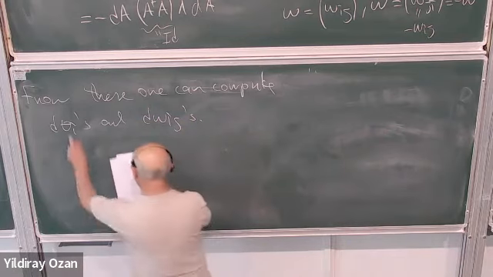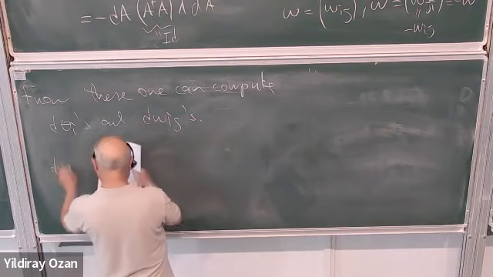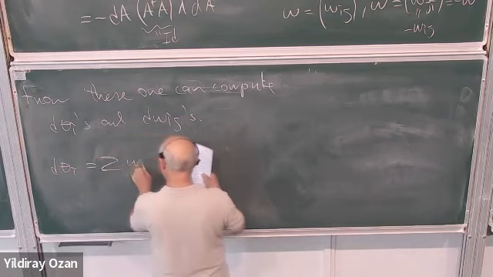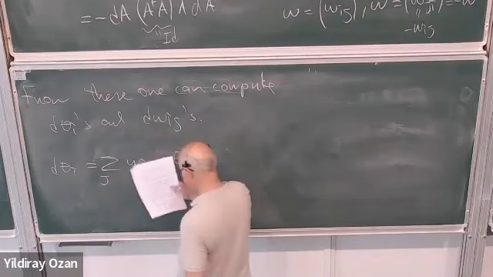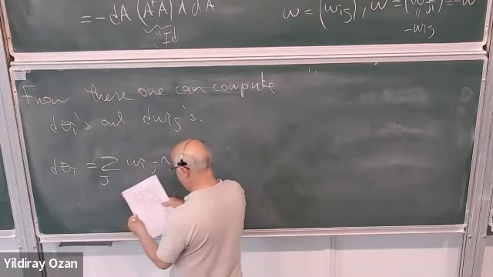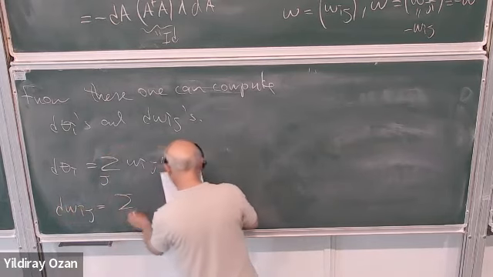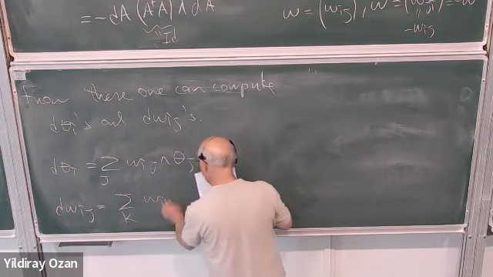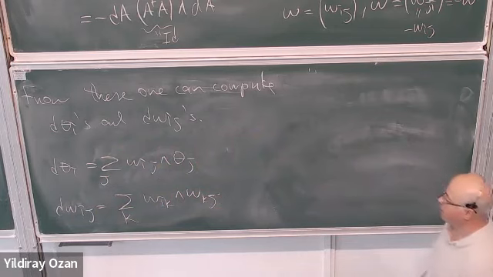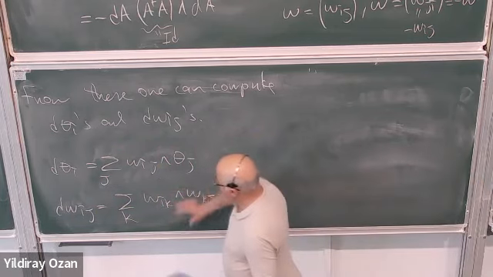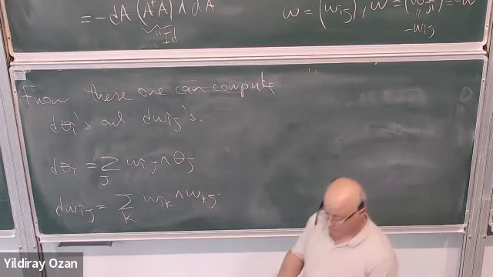What will we use here? d theta i is just the sum over j of wij wedge theta j, and the differential of wij is just the sum over k of wik wedge wkj. Okay. We computed all these gadgets. You just plug them and obtain the results. Okay.